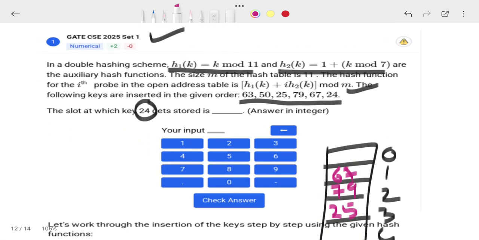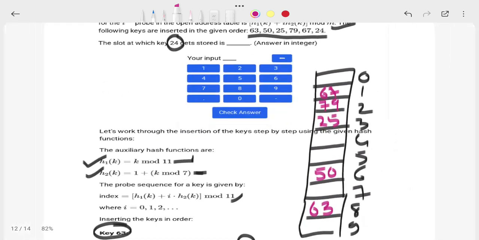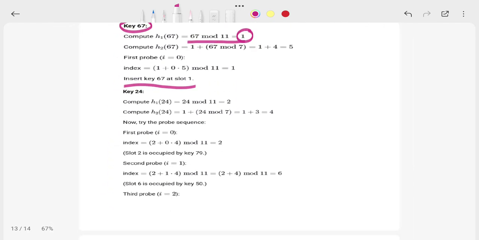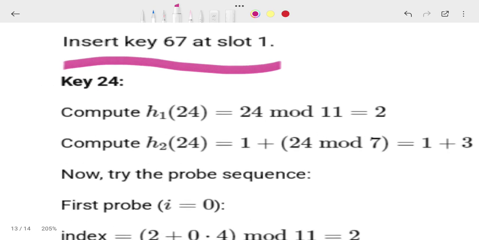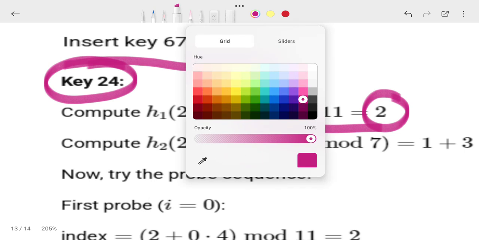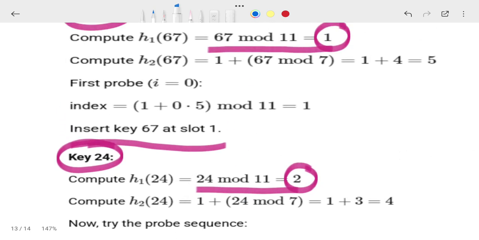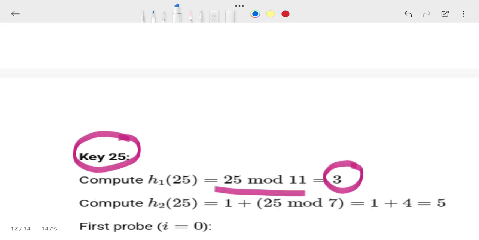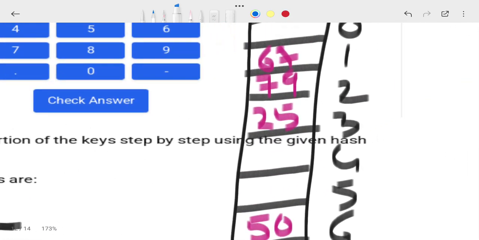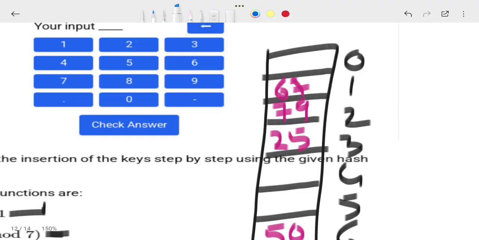Okay, now my next data is equal to 24. He is asking for 24. Now 24, I will divide by 11. I will check at 2 in my table. Is there a problem at 2? Yes, at 2 there is a problem because there is already data.